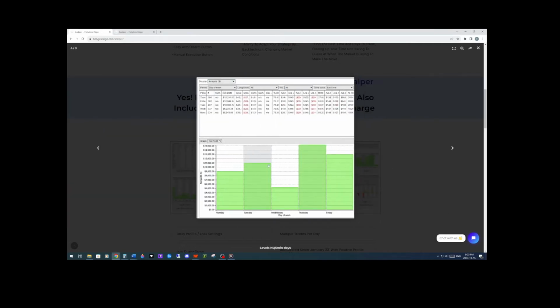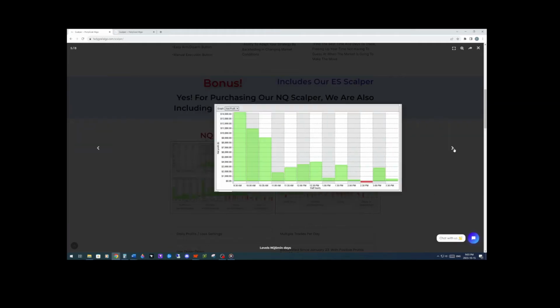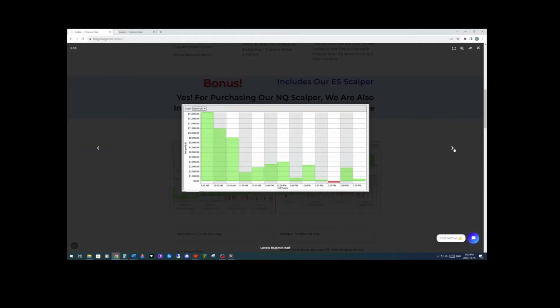They also look at it through days of the week, and even down to the half-hour time slots. This is the data that they use to make their templates.